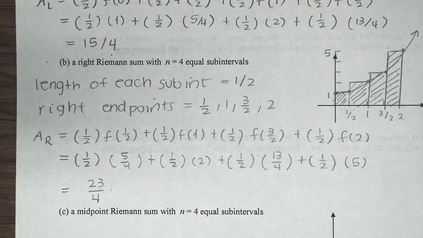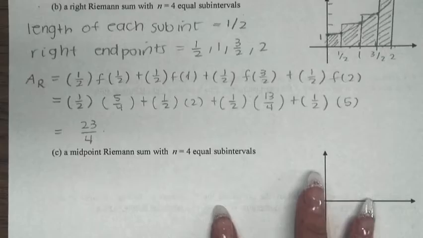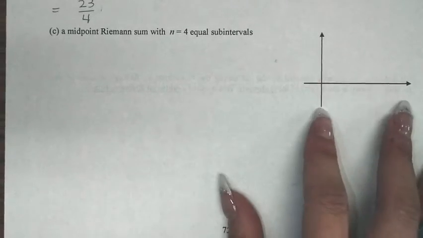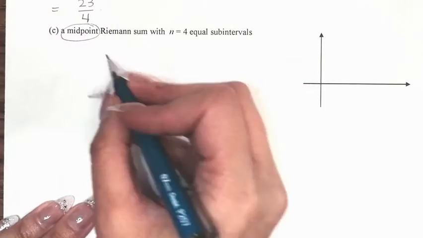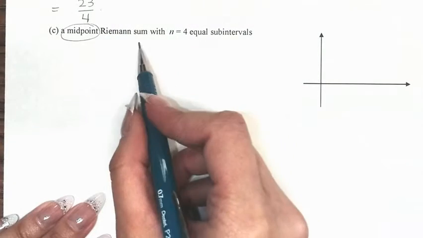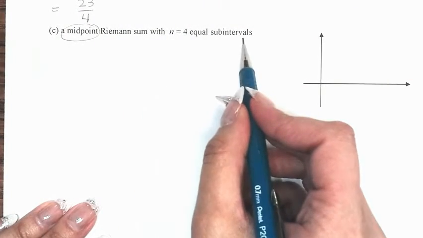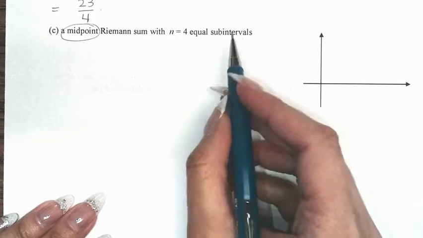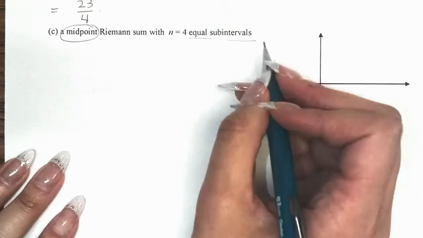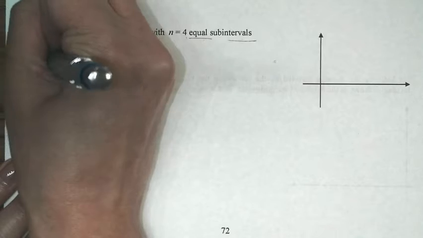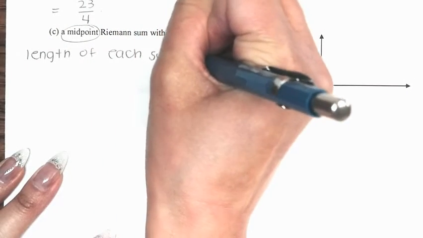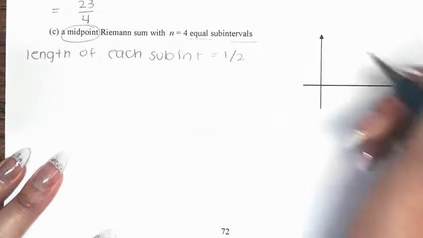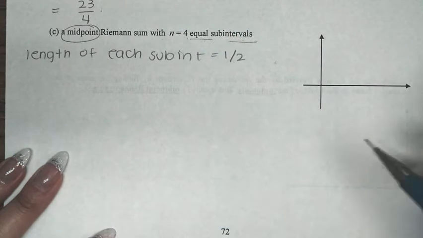But that's not it. We have another type of Riemann sum, which we also love, which is going to be the midpoint Riemann sum. The midpoint Riemann sum in this situation, as the name tells you, we're going to compute the midpoint, and in this case we want the sum with 4 equal subintervals. So again, since we want equal subintervals and we want 4, you know that the length of each subinterval is going to be 1/2 again. So nothing too strange, pretty much the same as before.